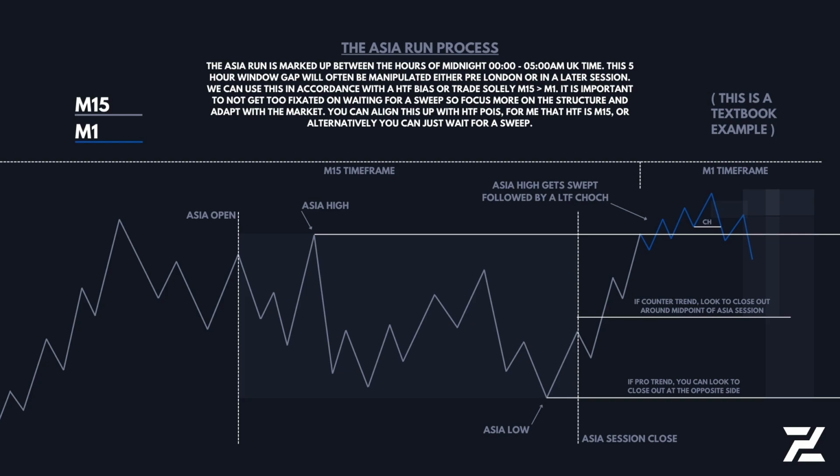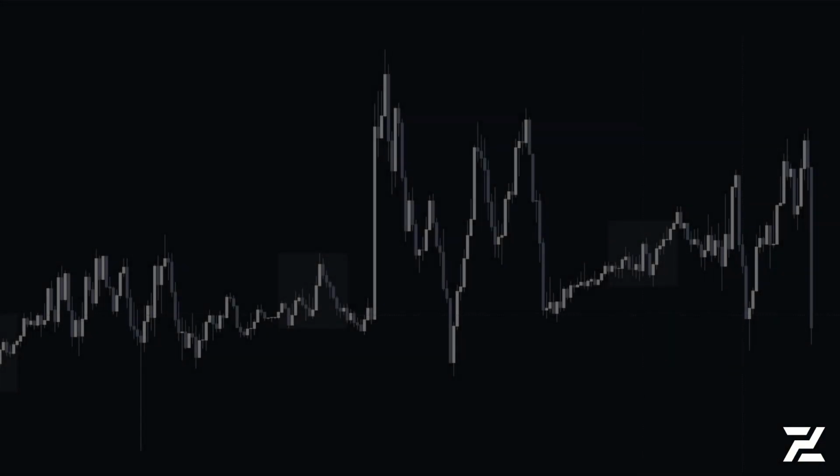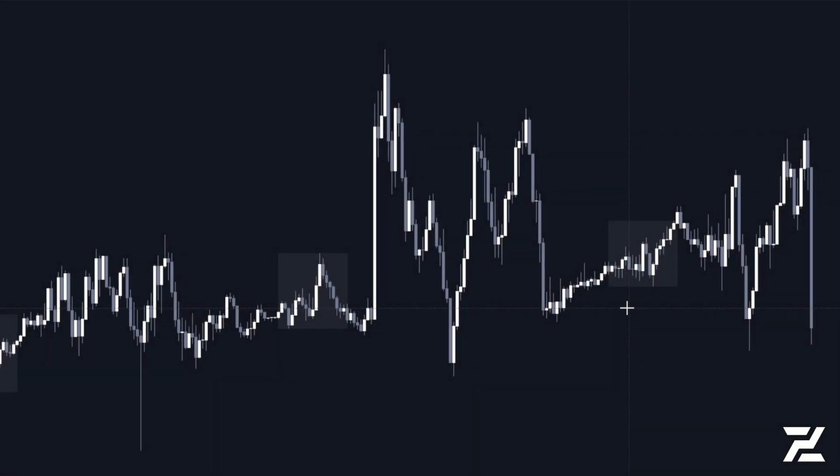But guys, let's jump onto the charts and show you some examples. So now that we're on the charts, obviously first things first, what you want to do is mark up the Asia session. It runs from 12 to 5 AM UK time. If you want to convert that to your local time, make sure you go ahead and do that. And yeah, it's UK time. Make sure you calculate that, because even if it's off by an hour or two, it can definitely impact it a little bit.